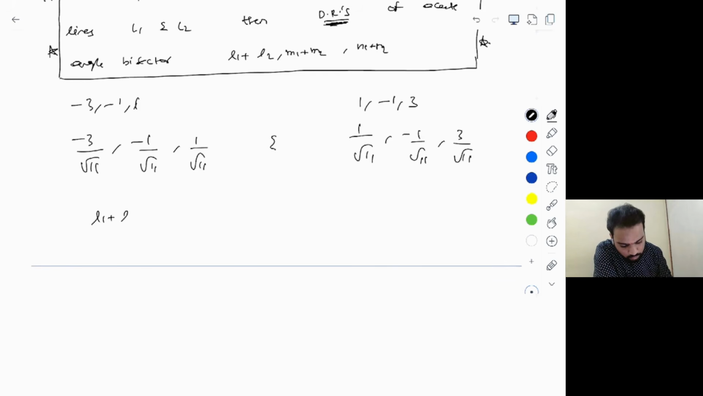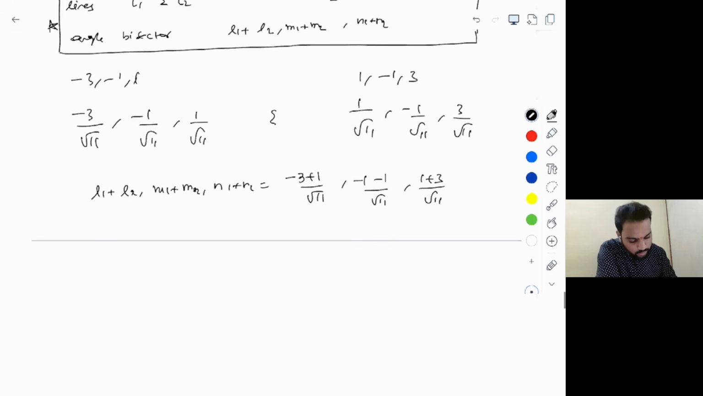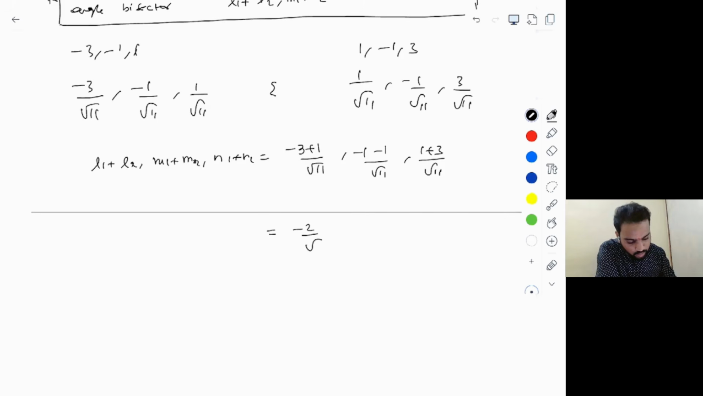Now we are going to find the values of l1 plus l2, m1 plus m2, n1 plus n2. And these are nothing but l1, m1, n1, l2, m2, n2. From this we get -3 plus 1 divided by square root 11, -1 minus 1 divided by square root 11, 1 plus 3 divided by square root 11. We just need to add both of them, obviously. And finally, what we get is -2 by root 11, -2 by root 11, 4 divided by square root of 11.